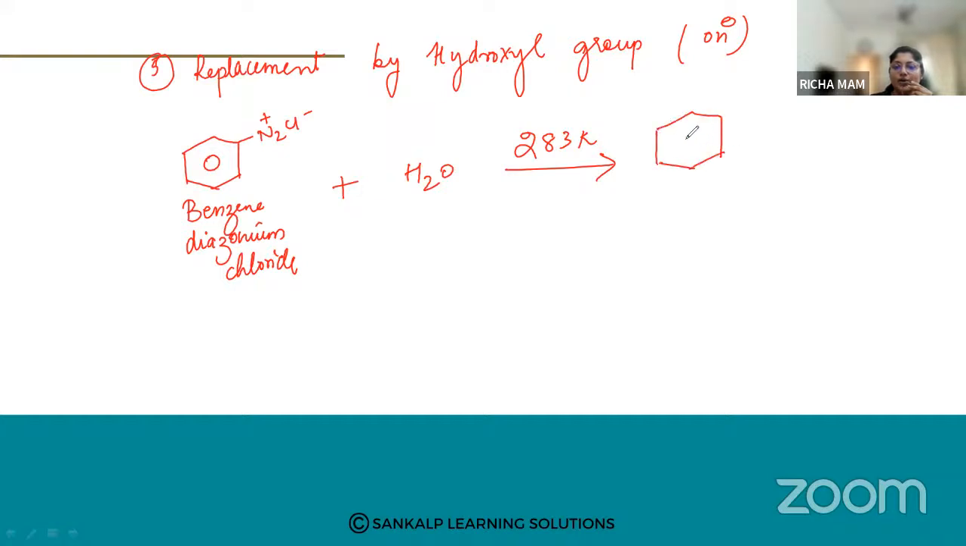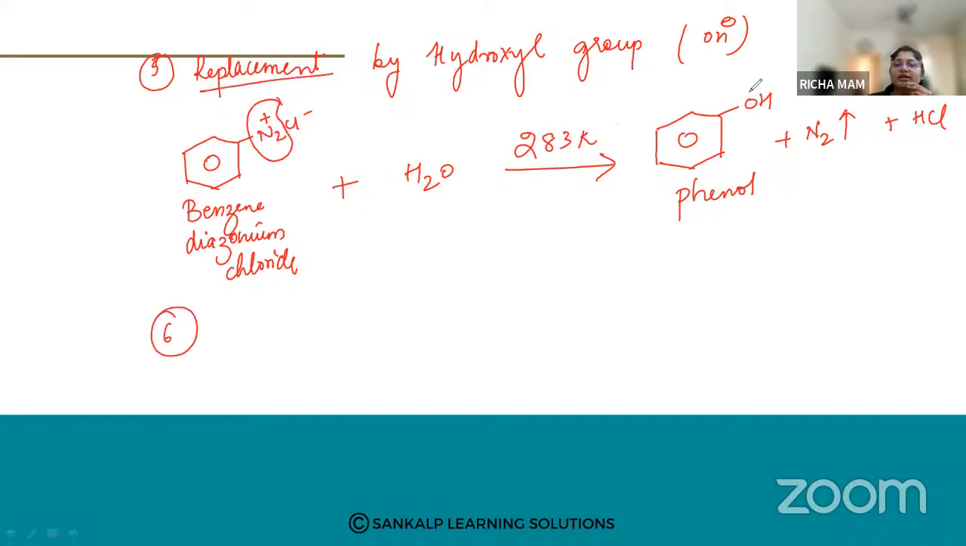At 283 Kelvin, what we are going to get is phenol, plus N2 gas liberated, plus HCl. So again we are replacing our diazo group by an OH group, that is our hydroxyl group. We are treating our diazonium salt with aqueous solution, we are going to warm it, and we are going to get phenol.